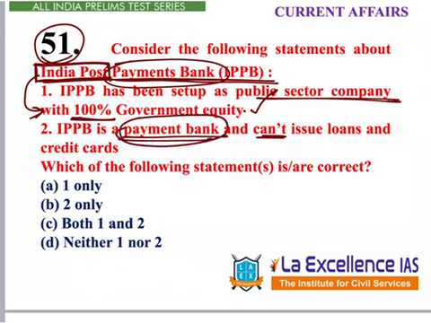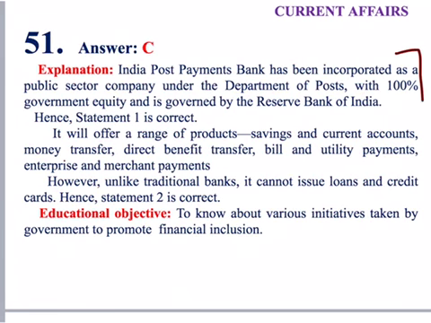If you just know the characteristics of payment banks, they generally take the remittances and pay it back. But here, loans and credit cards, offering them is not the theme or is not the objective of payment bank. So that's why this is also correct. Answer is C, both 1 and 2. Here is the value addition for the question. Please go through it once. This IPPB is operated and governed by RBI, because all payment banks are governed by RBI only.